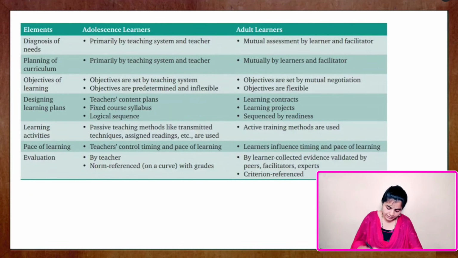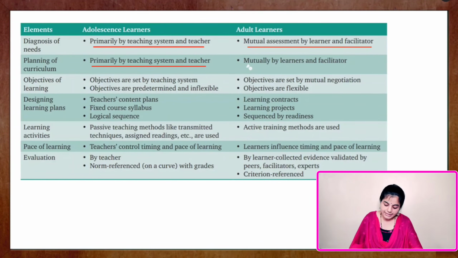Needs of adolescent learners can be diagnosed primarily by teaching system and teacher, whereas the needs of adult learners can be mutually assessed by learner and facilitator. Curriculum for adolescent learners is designed primarily by teaching system and teacher, whereas with respect to adult learners, it's mutually by the learner and facilitator.